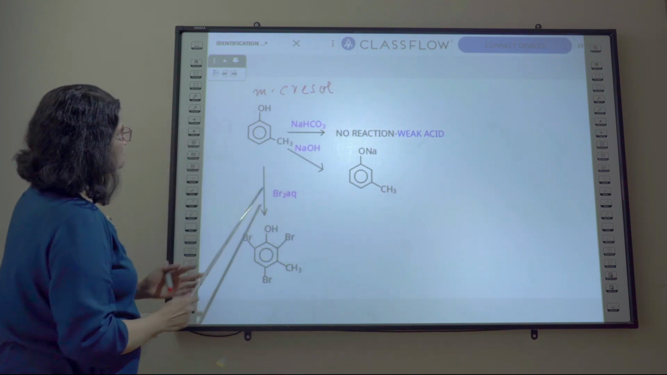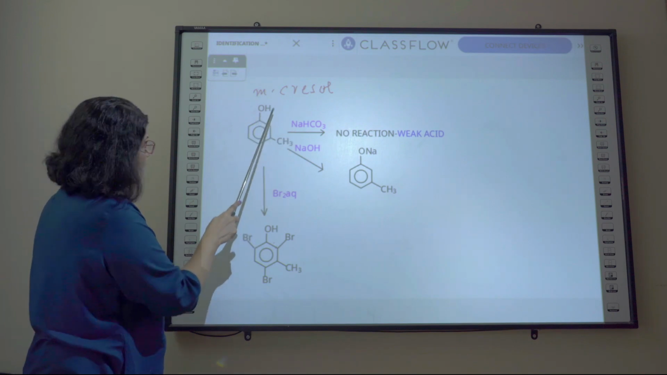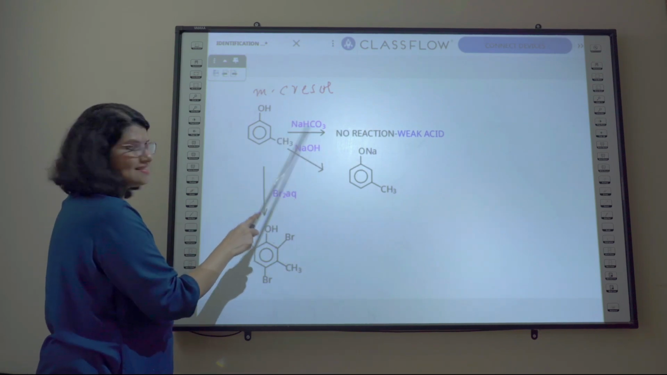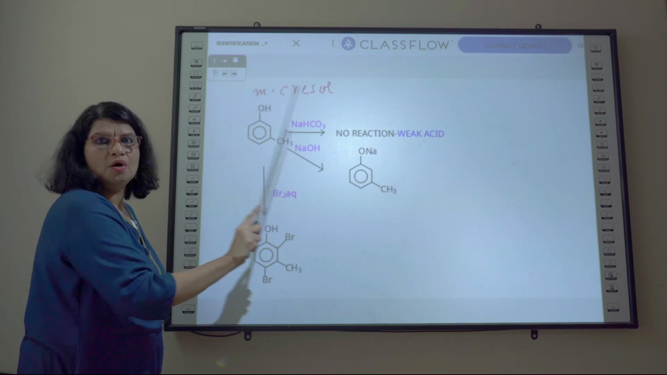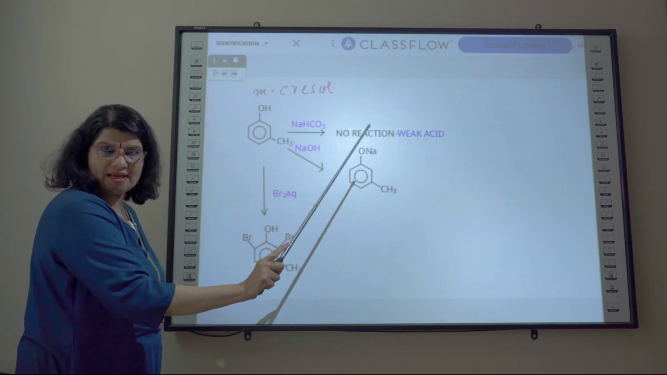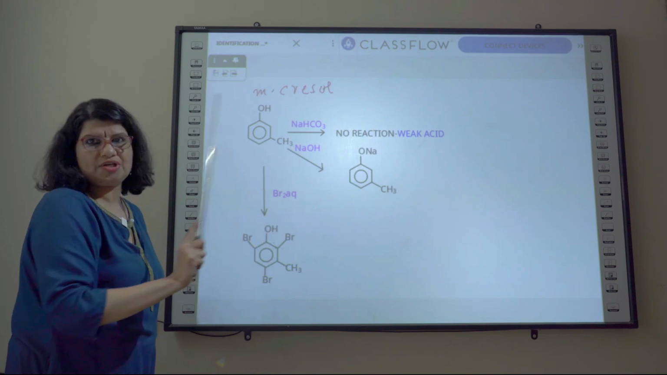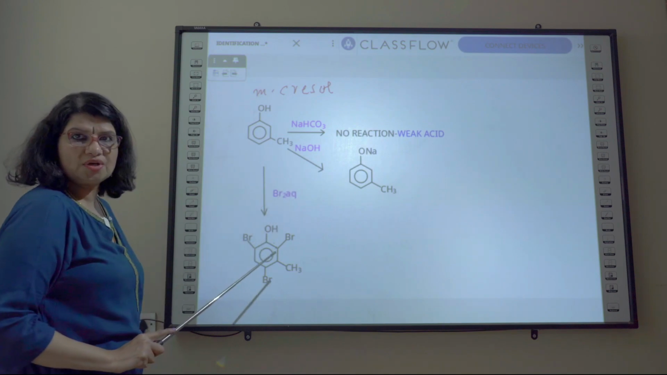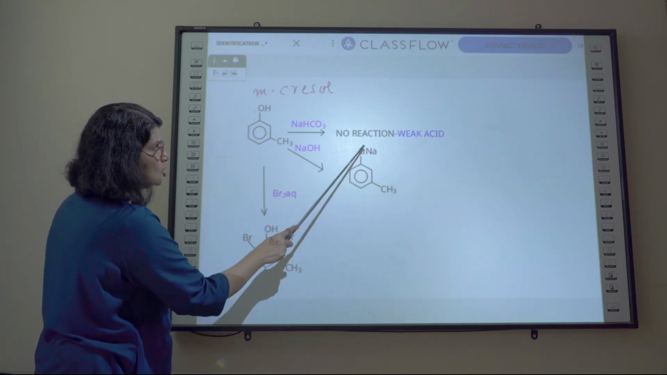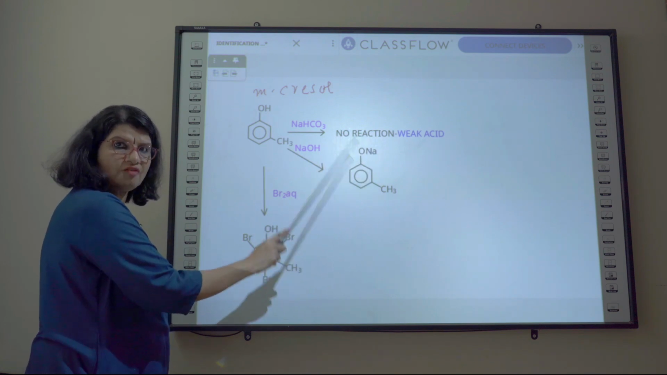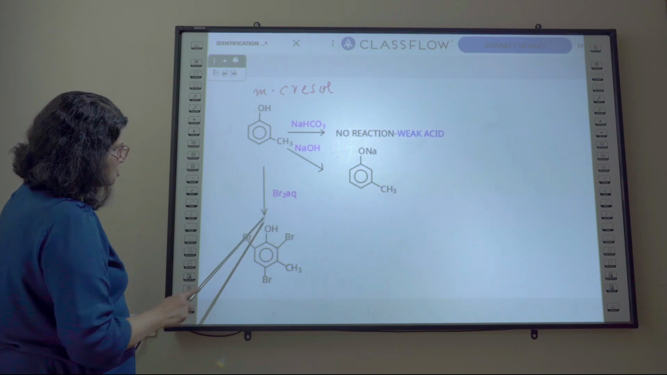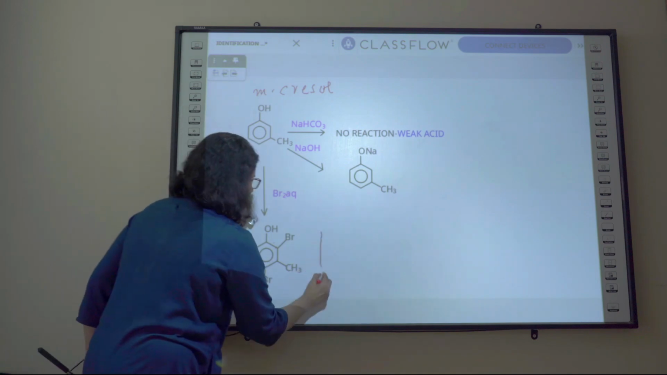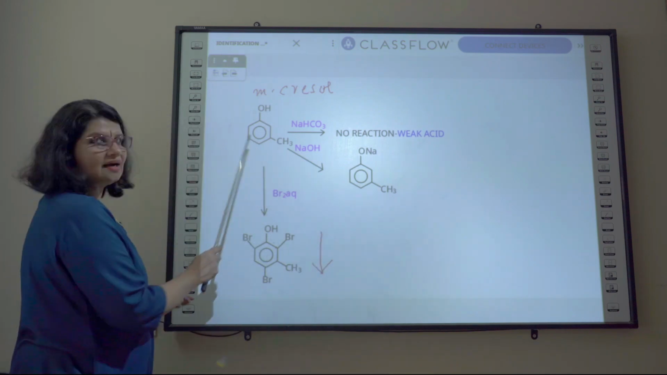Okay, now you have the meta-cresol. A phenolic compound is a weak acid and hence will not react with weak bases like sodium hydrogen carbonate. No bubbles of carbon dioxide gas are produced, compared to a carboxylic acid. It's a very weak acid. On the other hand, it will react with a strong base, sodium hydroxide, to give you the corresponding sodium phenoxide of meta-cresol. The other reaction with bromine has already been discussed. Now this is a precipitate. So this is how we arrive at the structure of the starting compound.